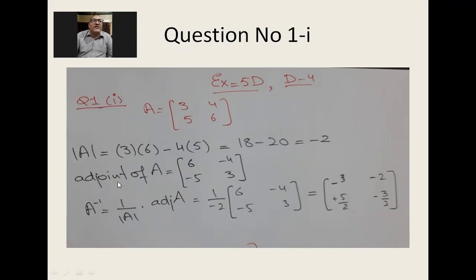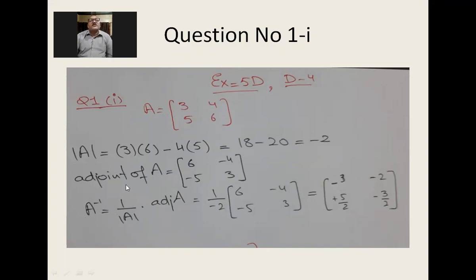Then I will find the adjoint of A. For the adjoint of A, the members along this diagonal, we change their place with each other. So 6 will come here and 3 will be here. The other two members, on this diagonal, we simply change their sign. It will become minus 4, and it will become minus 5.